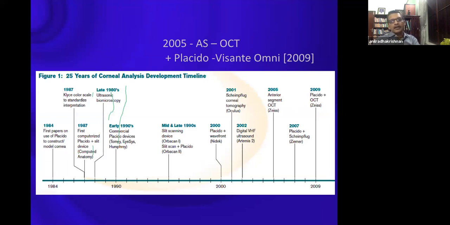Okay. So I think I have a few slides more. Yeah. So this is about Scheimpflug imaging. Now we'll move on to anterior segment OCT, which came in 2005. And Carl Zeiss had this idea of combining Placido, which is very sensitive to pick up anterior curvature abnormalities, with an OCT, which can measure the corneal thickness very well, and to bring out a device called Visante Omni, which came out in 2009.